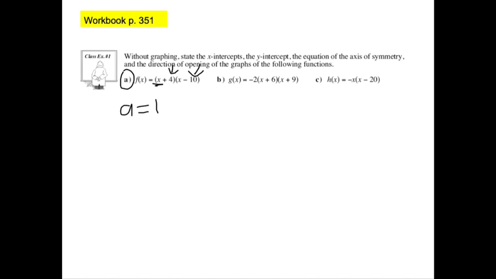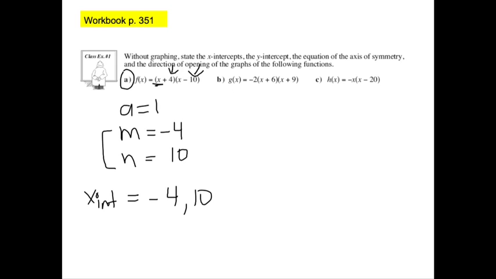That's m and n. Those, of course, are going to be your x-intercepts, but m, in this case, is going to be -4, and n is going to be +10. The signs are flipped from what you see in the brackets. So in this case, these correspond to your x-intercepts. So your x-intercepts are going to be -4 and 10. Your y-intercept, of course, you're going to have to multiply these three together in order to get that. So the y-intercept is going to be 1 times -4 times 10, which is -40.